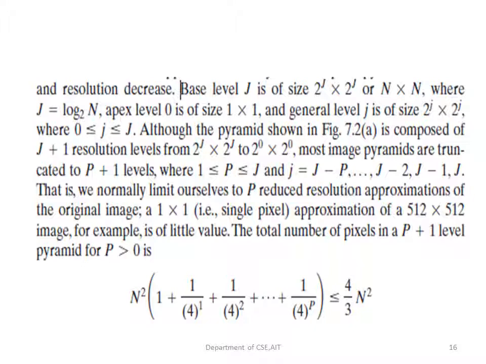The total number of pixels in the P plus 1 level pyramid, for P greater than 0, can be written by this expression: N squared times (1 plus 1/4 plus 1/4^2 plus up to 1/4^P), and this should be less than or equal to 4/3 of N squared.